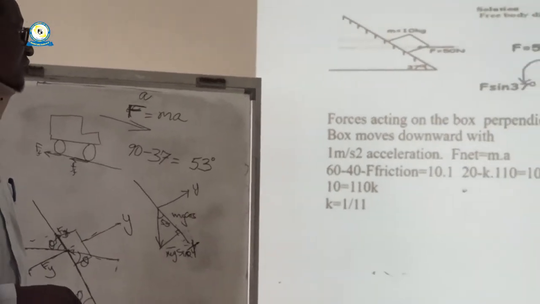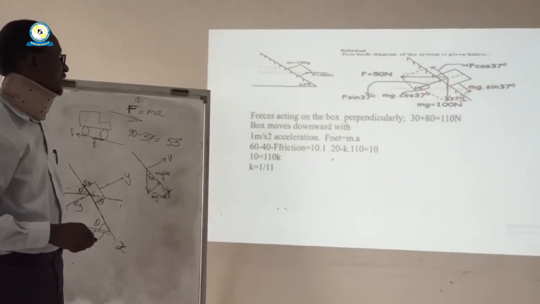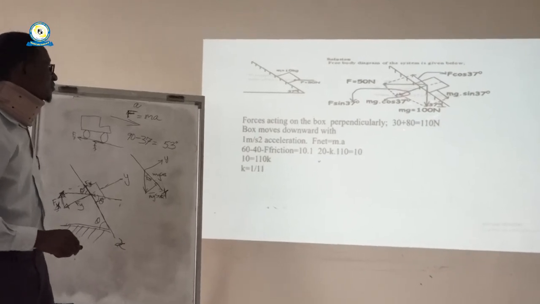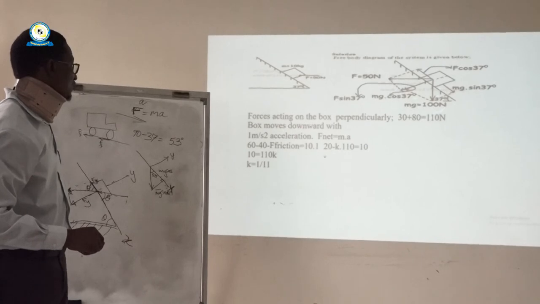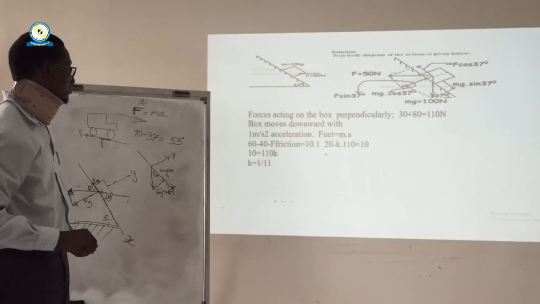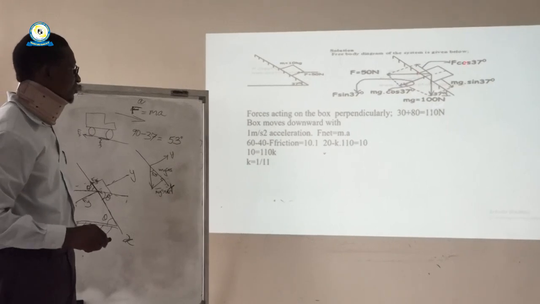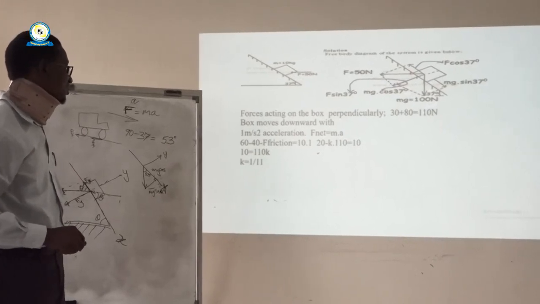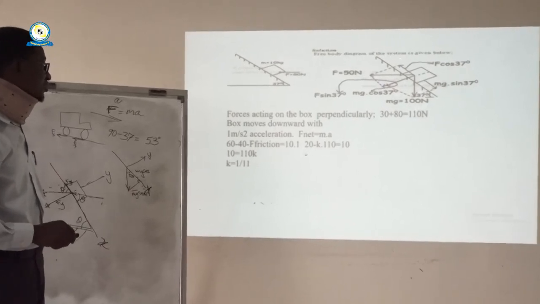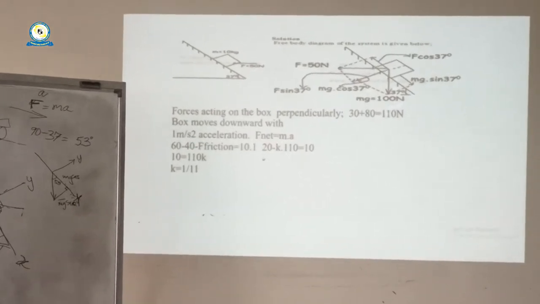This MG is resolved in the Y direction and in the X direction. Forces acting on the box perpendicular are equal to this one. The box moves down with it, with this much acceleration. So F net is equal to MA. The summation of all forces, that's why F net, means the summation of all forces along the direction of motion. The direction of motion, we say, is where there is A, the acceleration.